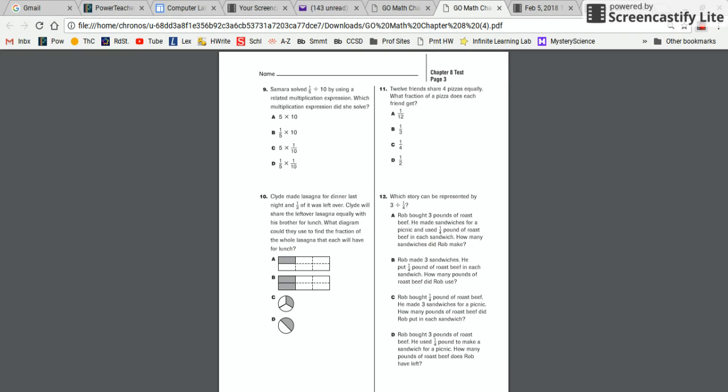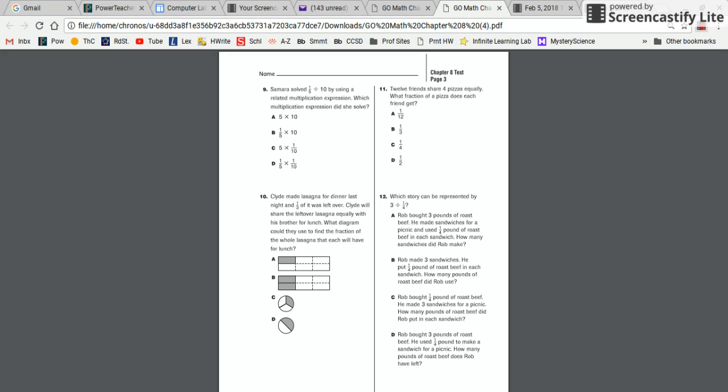Chapter 8, Test, page 3. Number 9. Samara solved 1/5 divided by 10 by using a related multiplication expression. Which multiplication expression did she solve?